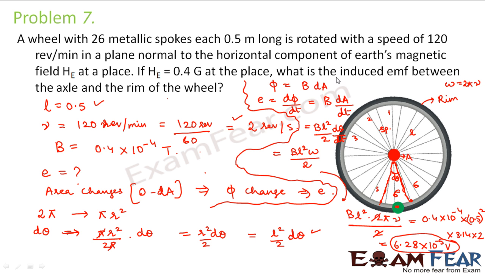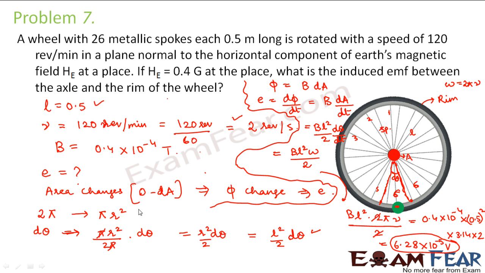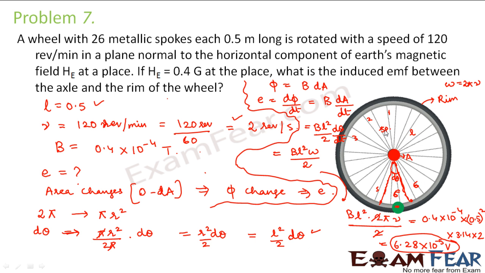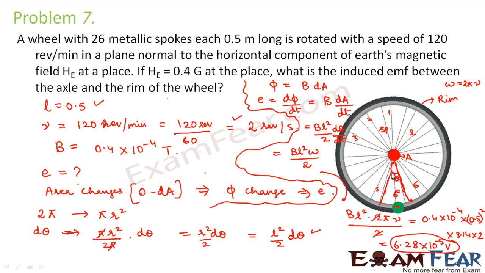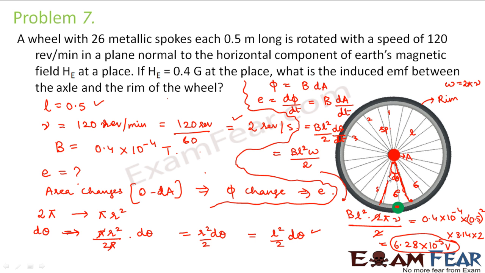Now you must be thinking that while calculating this value for magnetic flux, why I didn't multiply it with 26, because there are 26 spokes. That's because if you look at the change in area, that is d theta, the small change in area will remain the same irrespective of the number of spokes. Even though there are so many spokes, but still this change in the angular frequency or the change in area will still remain the same for each of them. So I don't need to multiply it 26 times.